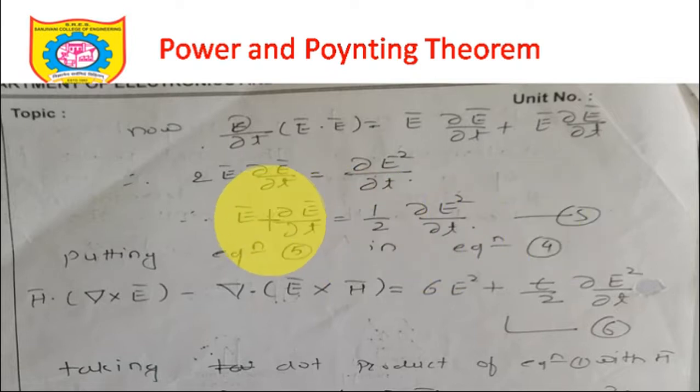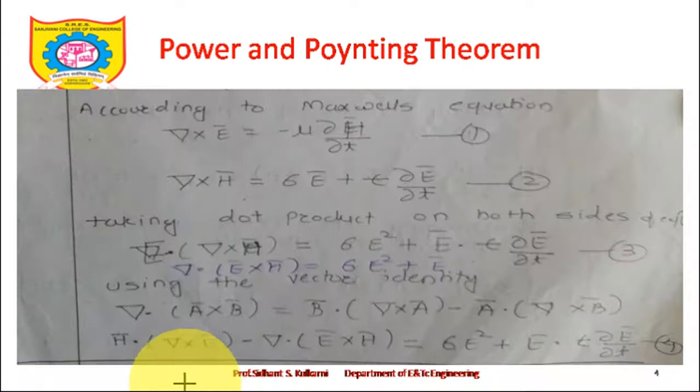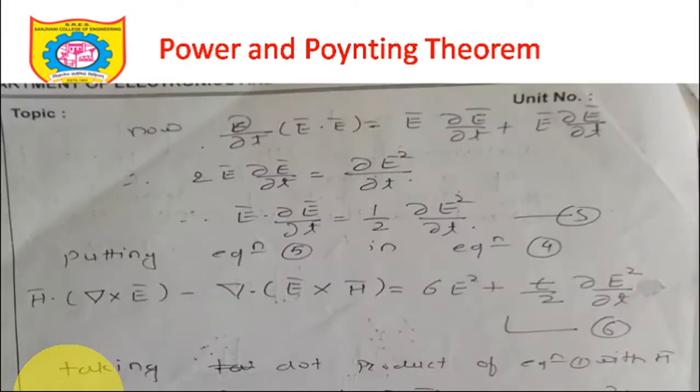Now I am going to put the value of E bar dot dou E bar by dou T is equal to half dou E square by dou T from equation number 5 into equation number 4. What is our equation number 4? Our equation number 4 is something like this. H bar dot del cross E bar minus del dot E bar cross H bar is equal to sigma E square plus E bar dot epsilon dou E bar by dou T. So epsilon I can take outside since it is a constant, and E bar dot dou E bar by dou T, which I have got from equation number 5, I will put in equation number 4 to get the final expression.